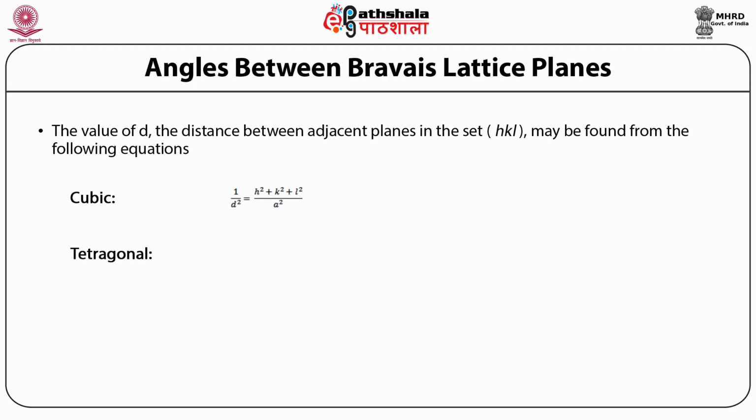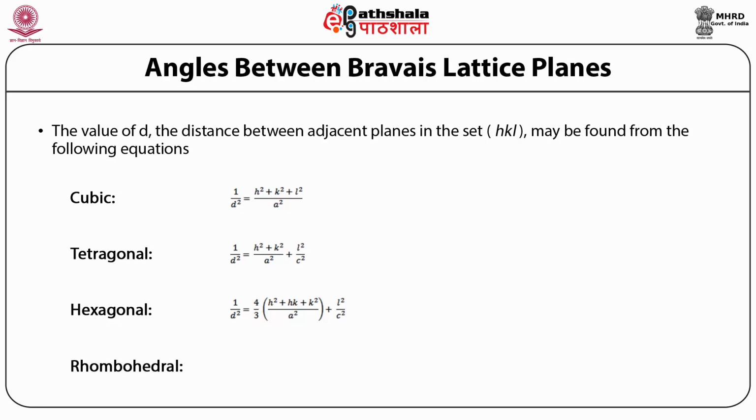In the case of tetragonal system, we have 1 by D square equals H square plus K square over A square plus L square over C square. In case of hexagonal, we have 1 by D square equals 4 by 3 times H square plus HK plus K square over A square, plus L square over C square.